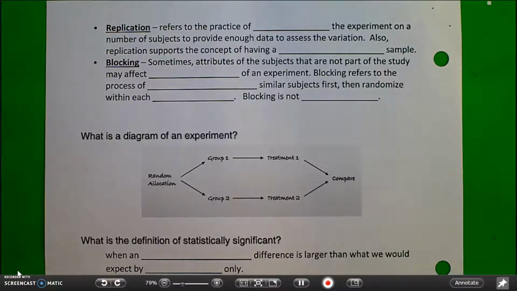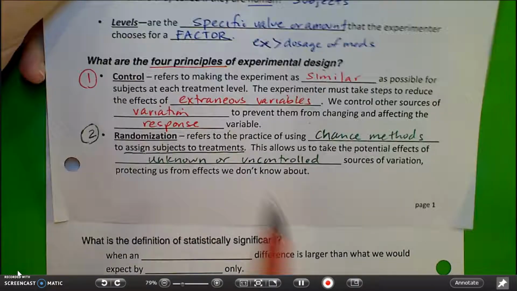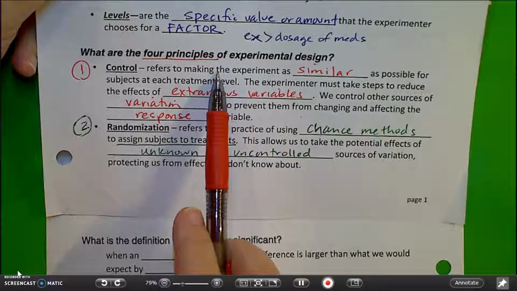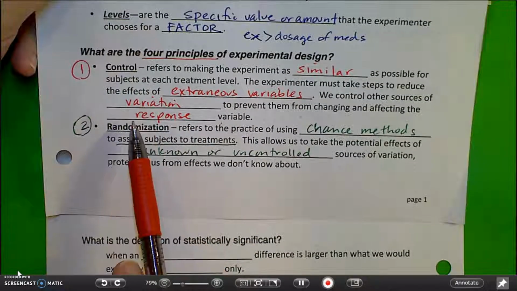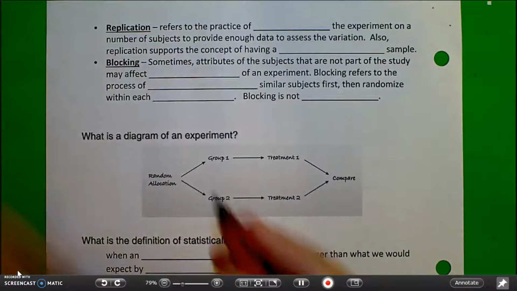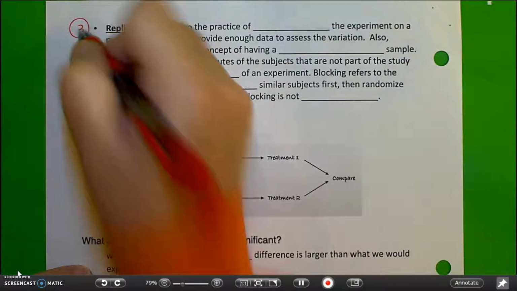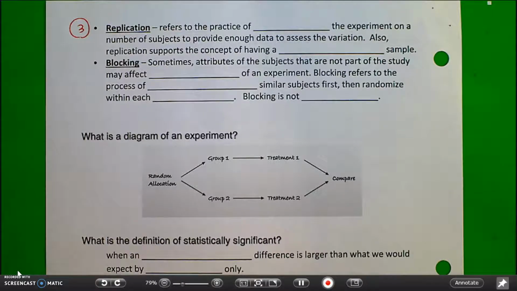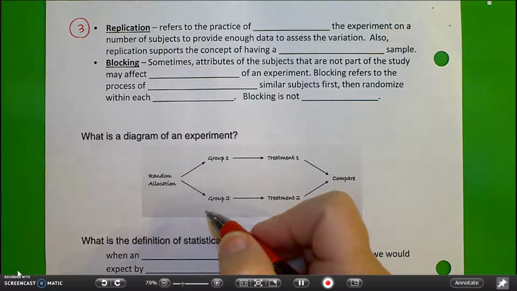Okay, this is chapter 13, page 2 of notes. We've been talking about 4 principles of experimental design, control, and randomization. The third principle of experimental design is replication.